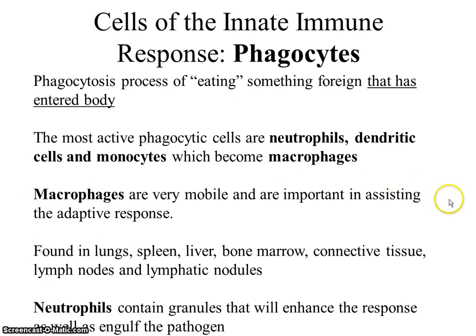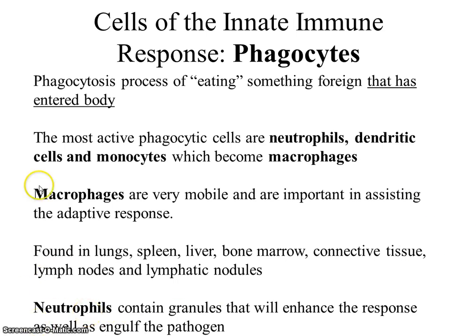Macrophages move all around, are important in helping the adaptive response, but are not part of the actual adaptive. In other words, they're not the adaptive response themselves, but they are very good at assisting in cleaning up and eating things and killing. They are found in lungs, spleen, liver, bone marrow, connective tissue, lymph nodes, and lymphatic nodules. Really, any of the places that we're going to find our specific response, we're going to find macrophages nearby.